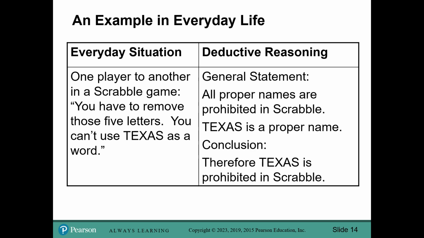One player to another in a Scrabble game: "You have to remove those 5 letters. You can't use Texas as a word." Deductive reasoning. Your general statement here is that all proper names are prohibited in Scrabble. Texas is a proper name, therefore you can easily conclude that Texas is prohibited in Scrabble. That is why in your everyday situation you were told you had to remove it.